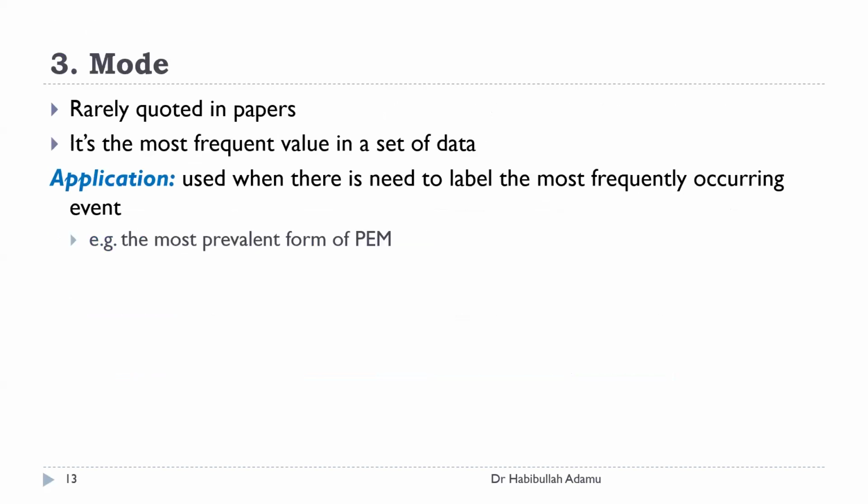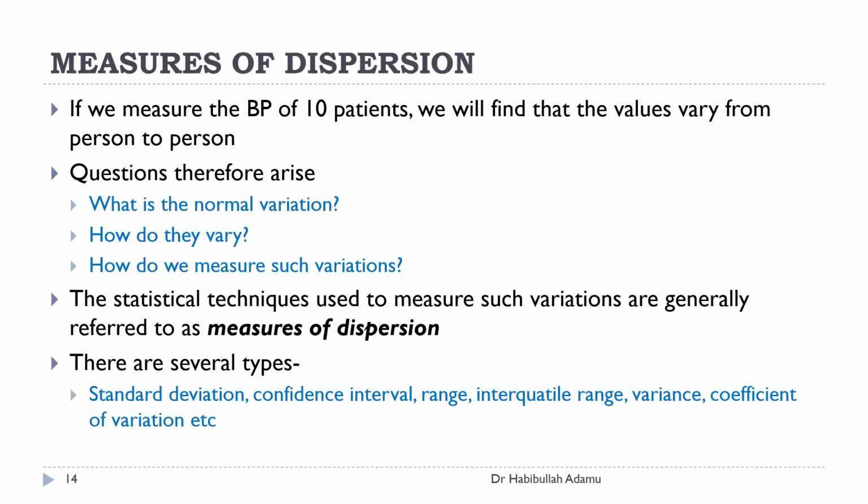So mode is just the most commonly appearing value, the frequent one, but it is not so much used, and we are not going to cover it, since there is no time. Then we have measures of dispersion. Measures of dispersion are measures of variation between values.